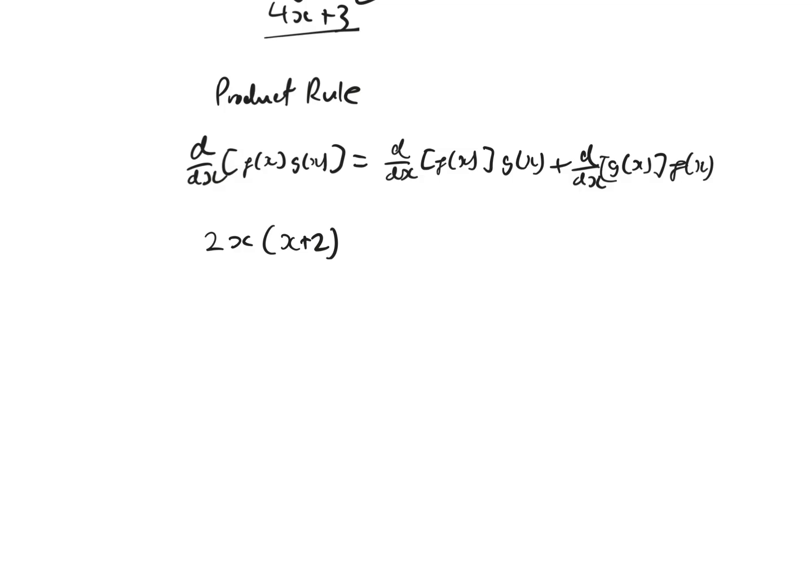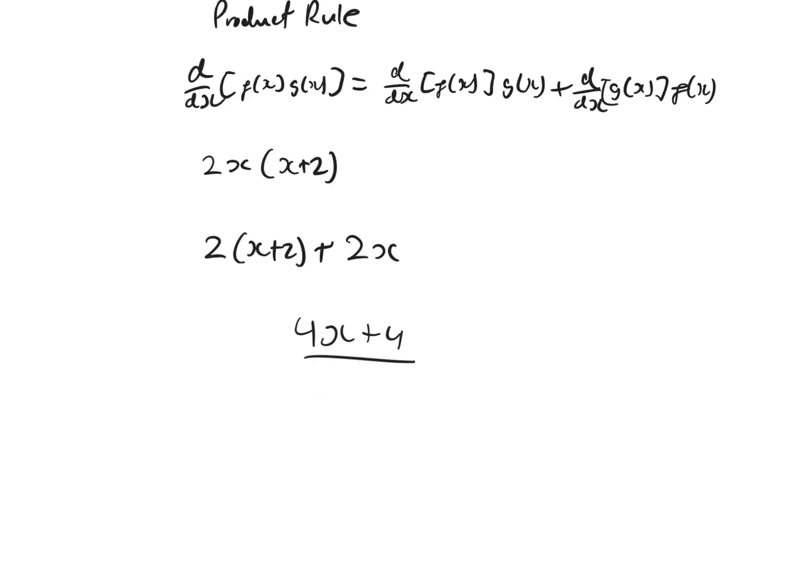So the derivative of 2x is 2 times the function x plus 2, plus the derivative of x plus 2, which is just 1 times 2x. And therefore we have 4x, right? Yep, 4x and a 4. That's our function for the product rule. Now, time to look at the chain rule.